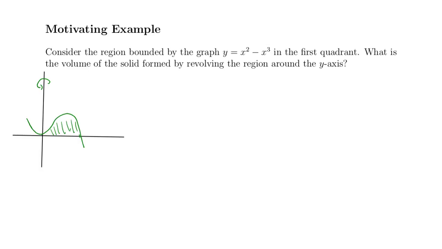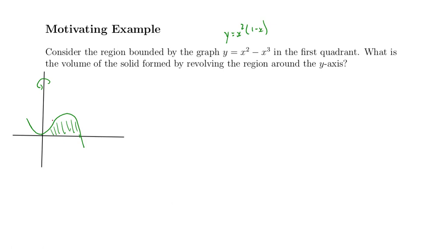Let's consider this region bounded by the graph y equals x squared minus x cubed. I've just factored this so we can see what this is going to look like, right? This is a negative facing cubic function with zeros at 0 and 1. No big deal. And we're looking at this in the first quadrant. We want to know what's the volume when we revolve around the y-axis.